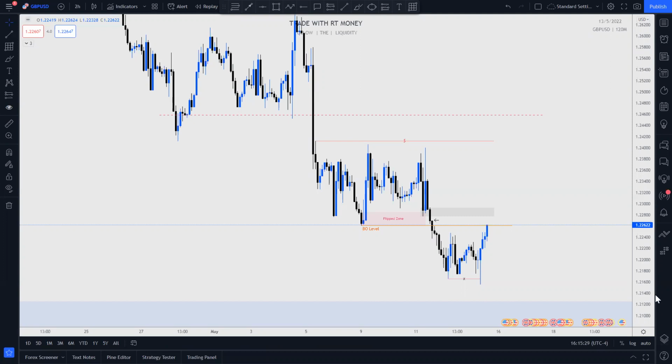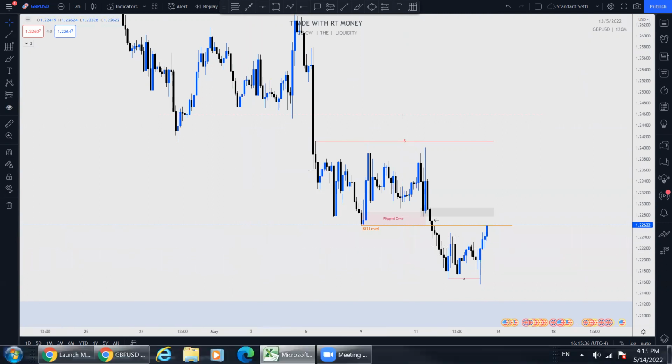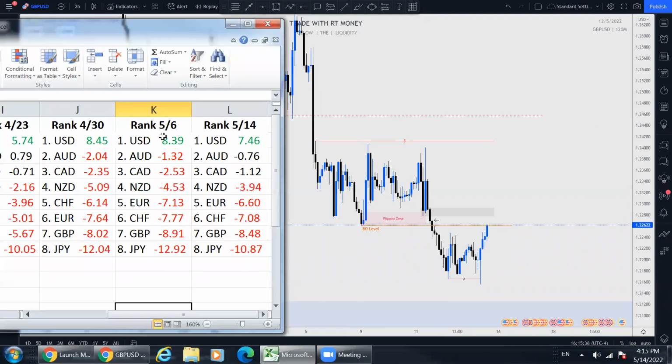Listen, we're going to do pound USD. Like the previous video was Euro USD, we're going to take another look at another major, right? Let's look at the RT money meter. We track the rate of change over a 15-week period.